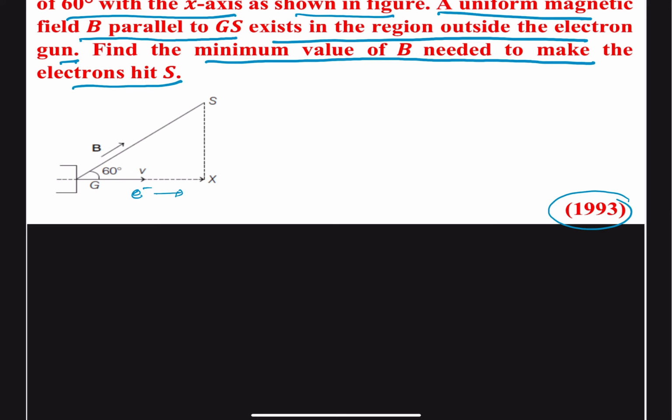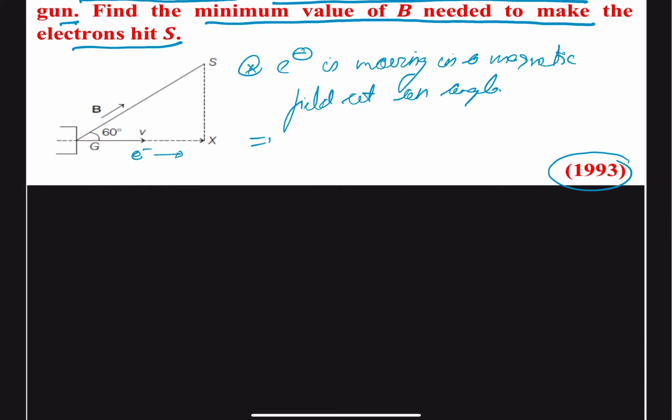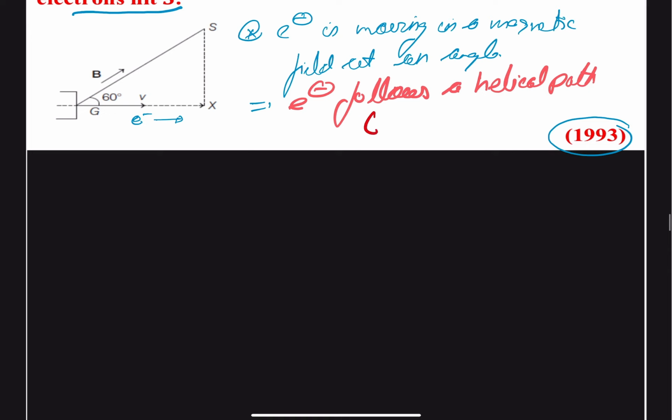You can say that the electron is moving in a magnetic field at an angle. Therefore, the electron follows a helical path, which basically means a spiral. Now it is going to hit the target S, and only for a certain value of pitch of the helix and the length GS.